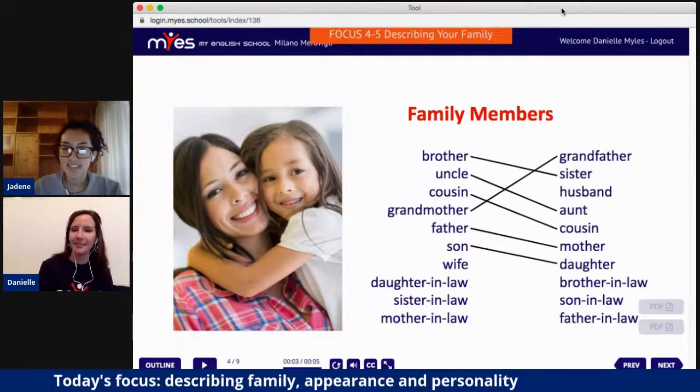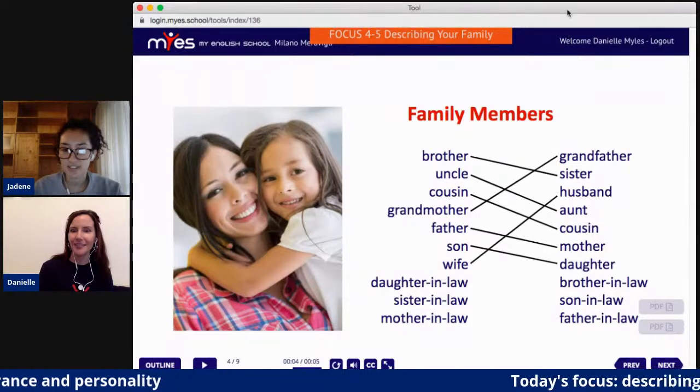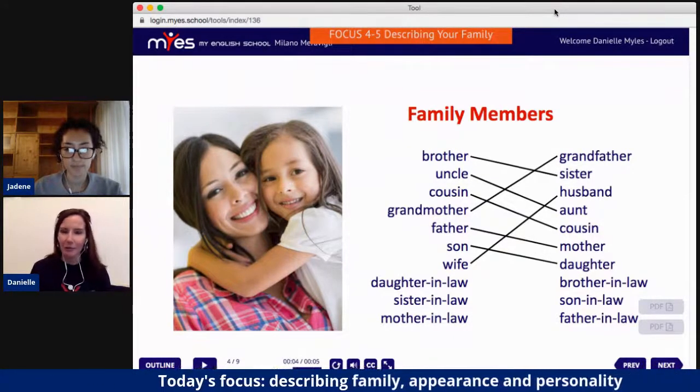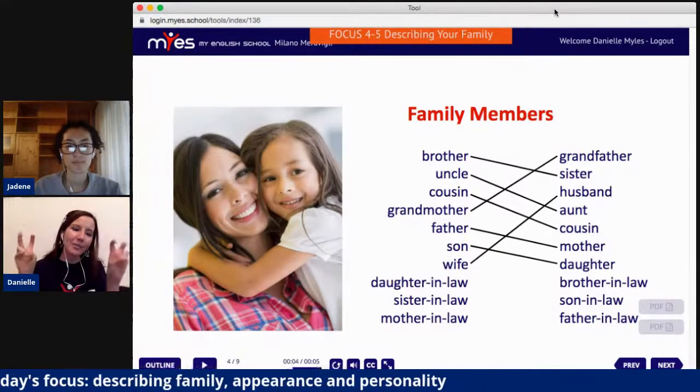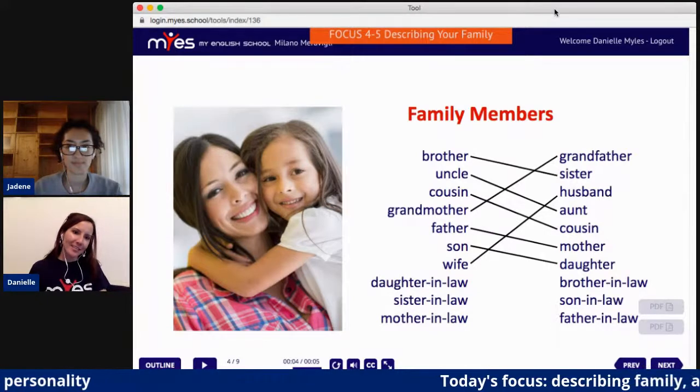Wife and husband. Yes. So you guys got that. Okay. And now we have these funny ones, all the in-laws. What does in-law mean in general? Jadene, do you want to explain?